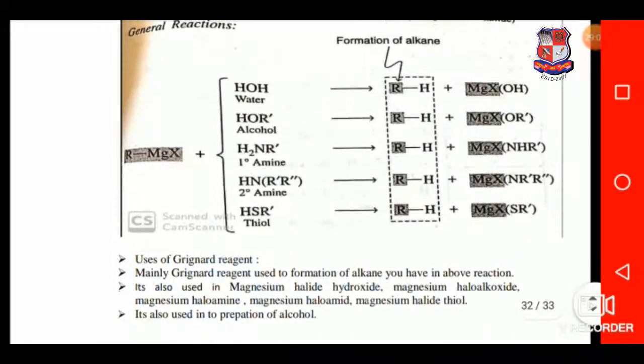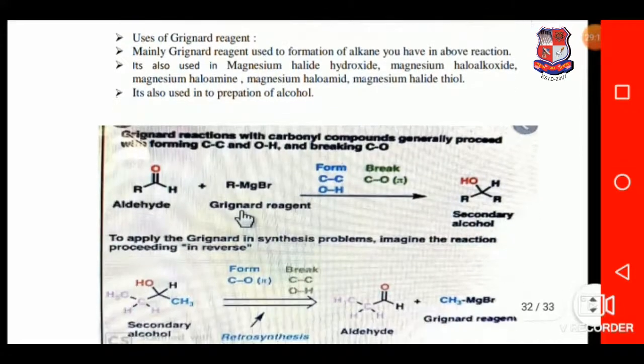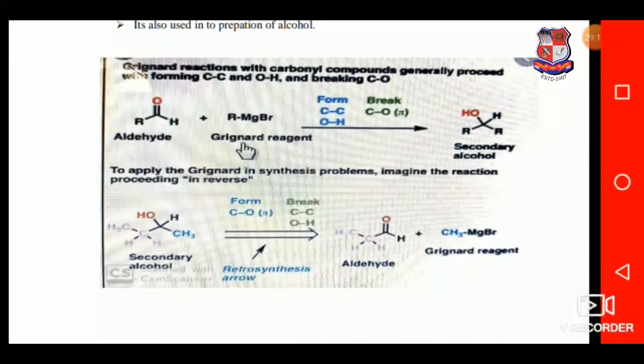These are the reactions for that. From that, we can see how we get the final product. They are mainly used for the formation of alkane that we have discussed before. It is also used for the preparation of alcohols, as you can see over here.